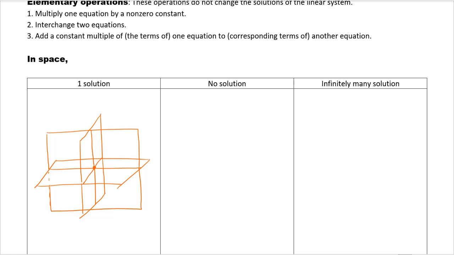Okay, how about no solution? One picture could be that two of the planes are parallel, and then the third plane intersects them. In this case, we don't have a solution where all three planes intersect. Even though this pair of planes intersects at this line, and that pair intersects at this line, these two lines are parallel, so they don't have an intersection.